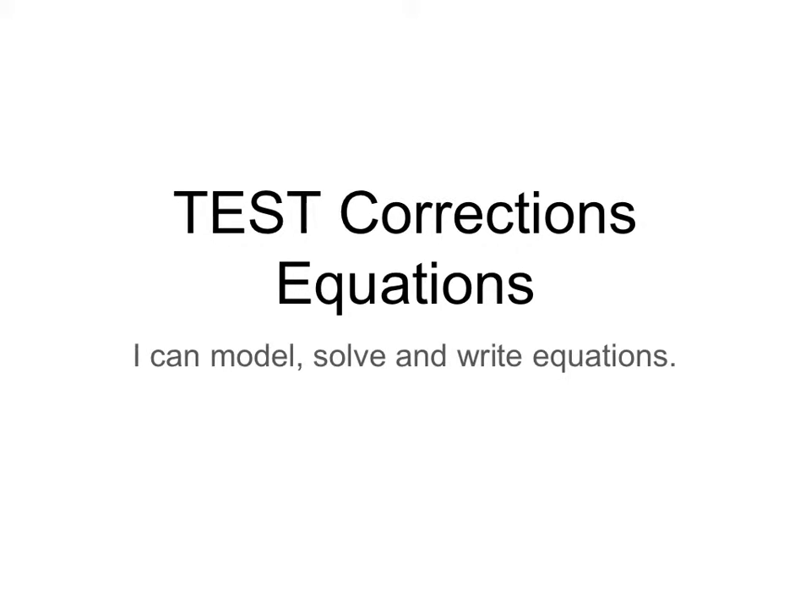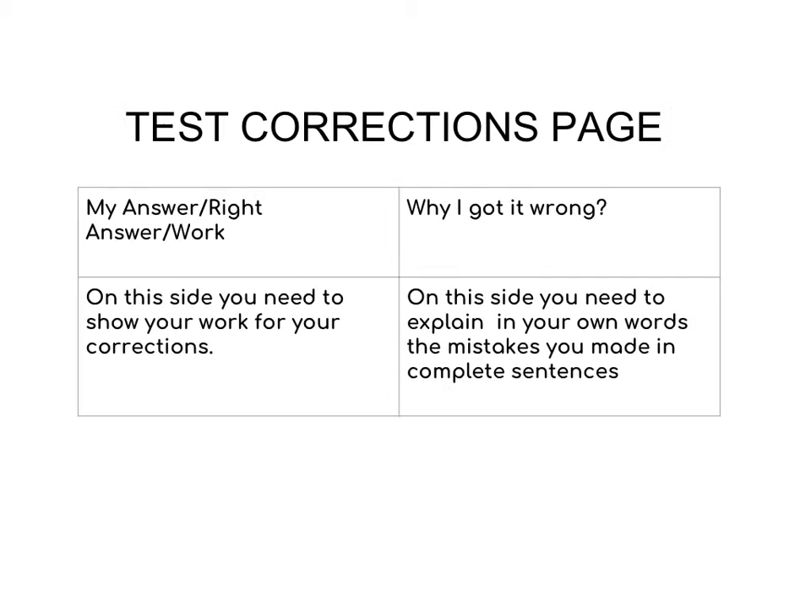So remember, you still need to get a sheet of paper and separate it in two parts and put the following headers as when you actually separate the two columns. So on the top, put test corrections page and make sure you put equations on the top because this is going to help me realize which part you are correcting. So make sure that you have my answer, right answer, work.